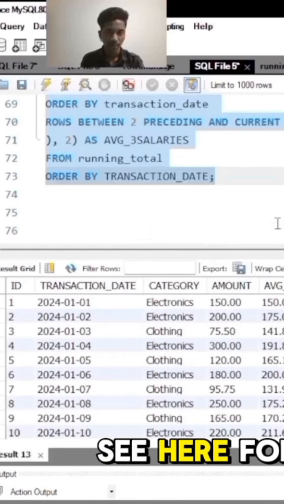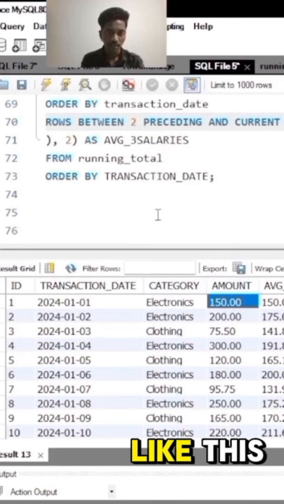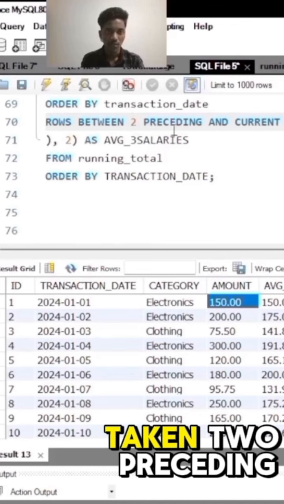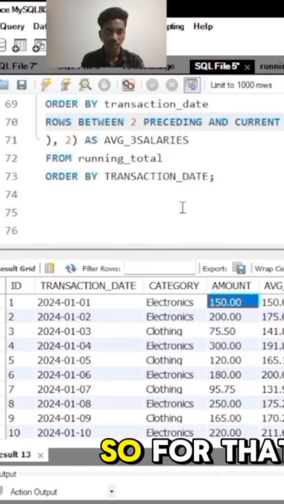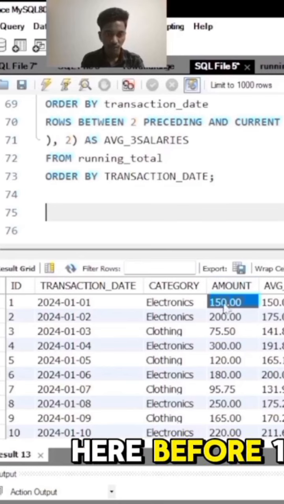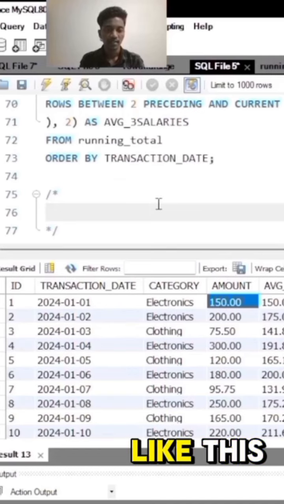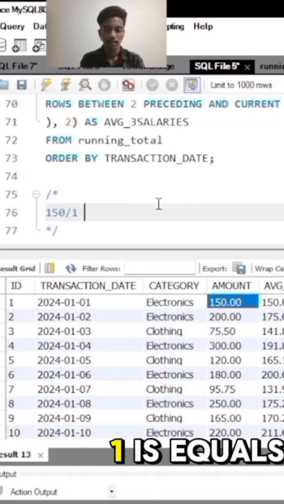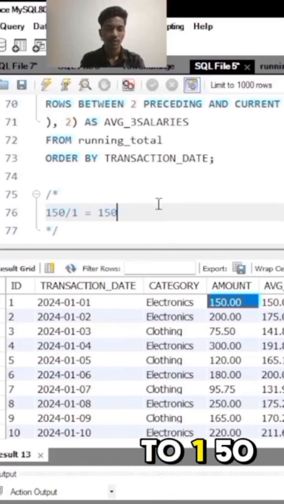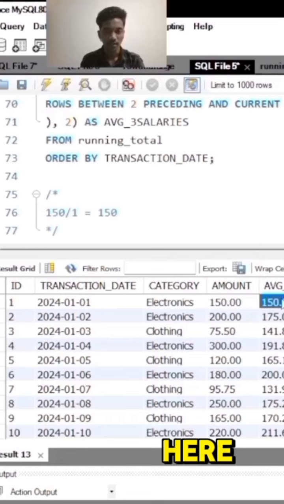So we can see here, for the current row, it will work like this. Here we have taken two preceding and one current, right? So for that, if you observe here, before 150, we don't have any previous rows, right? Because of that, it will take like this. 150 divided by 1 is equal to 150. So that value only we got here.